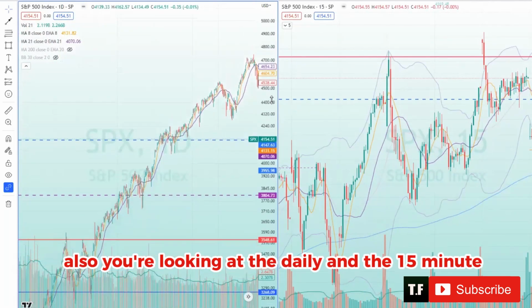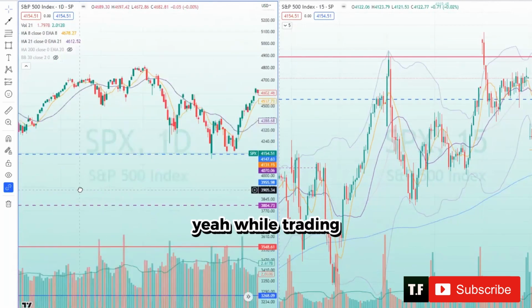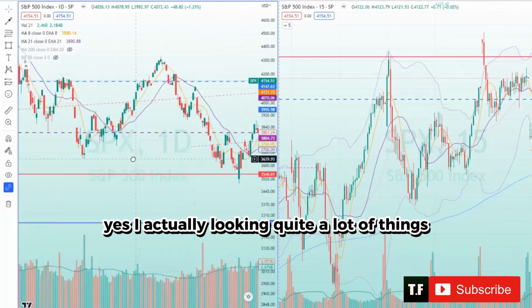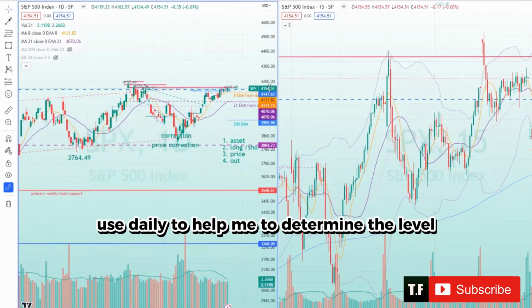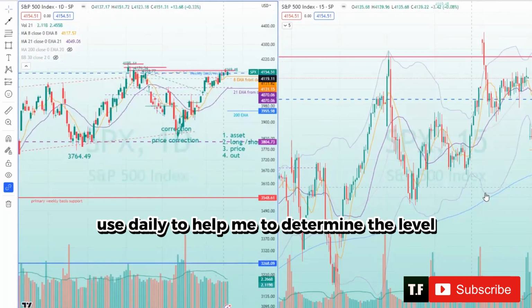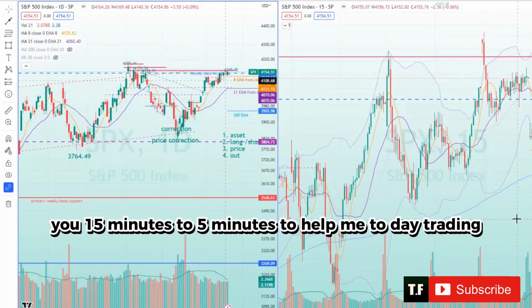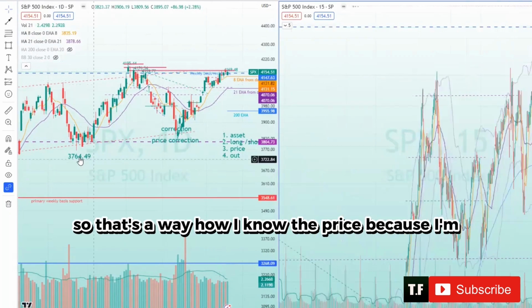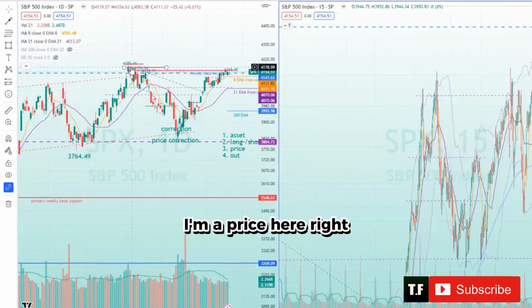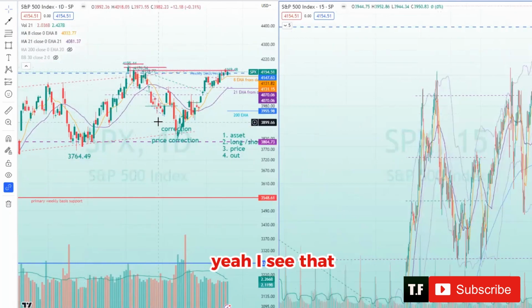Oh, so you're looking at the daily and the 15-minute. Yeah, while trading, I'm actually looking at quite a lot of things. I normally use daily to help me determine the level, and use 15 minutes to 5 minutes to help me with day trading. So that's how I know the price, because I mark the price here, I mark the price here, right? You see that? Yeah, I see that.